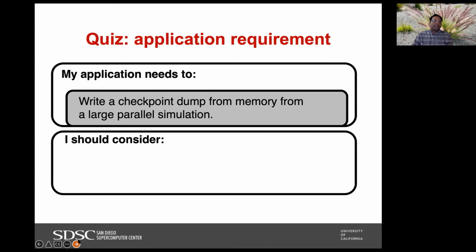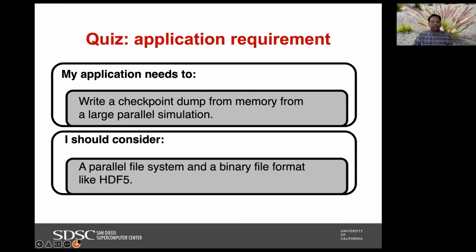For a situation like this, it's a large parallel simulation and you're doing a checkpoint dump, it's best to write it out into the Lustre parallel file system. But as I mentioned, it's good to use IO libraries that are optimized for these things. So HDF5 is a good example of that, because that will write optimally to Lustre, which then eventually means that the Lustre file system load will be low.